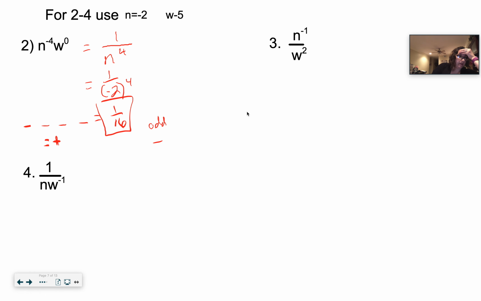All right. And then number 3, we have N to the negative 1st over W squared. Well, I know that the N is going to flip because the exponent is negative. And the W is going to stay where it is, right? So now I'm going to go 1 over, N is a negative 2, and W is a negative 5. This is supposed to be a negative 5, isn't it? Nope, it's just 5. Oops, my bad. W is just a 5, not a negative 5. That should be an equal sign, not a negative sign.